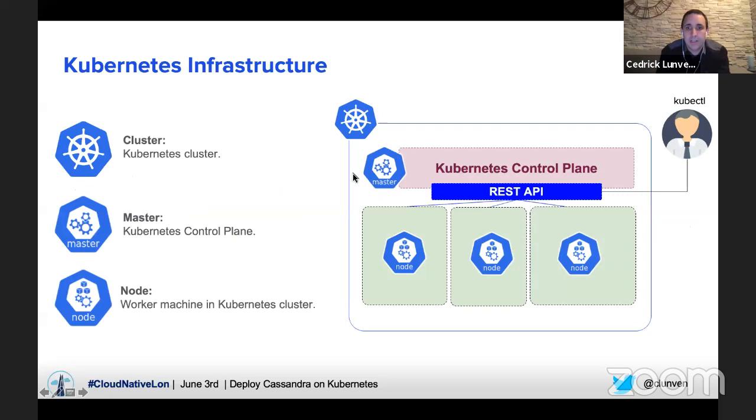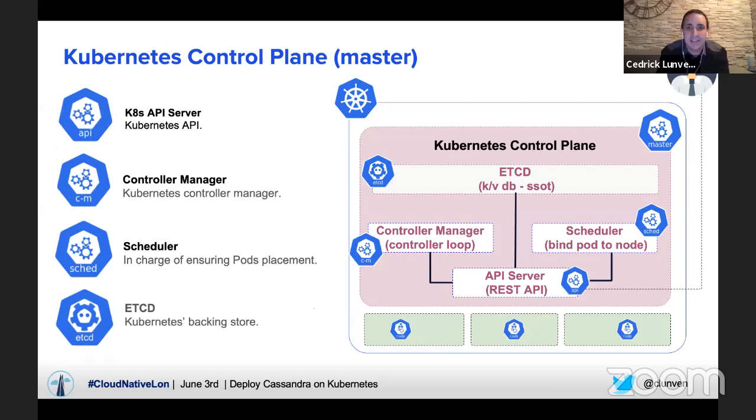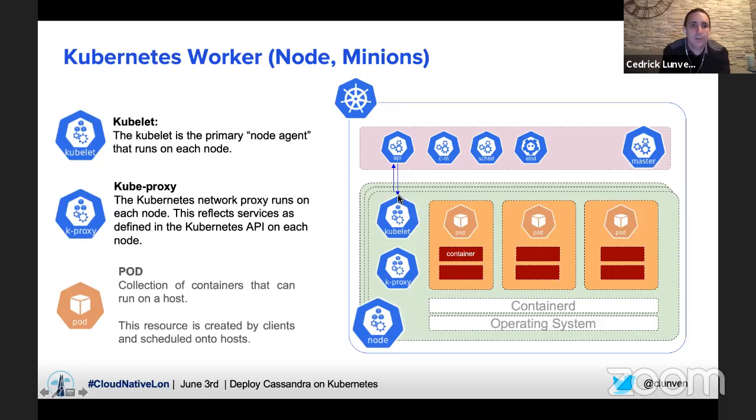Okay, so you are a Kubernetes expert. I won't explain to you what Kubernetes is. All right, so this is the control plane. And here you have workers, nodes, and minions. And in a pod, of course, you have multiple containers. That's important. It's what we'll explain when I need to put Cassandra in there.